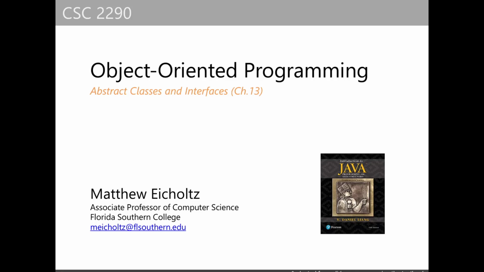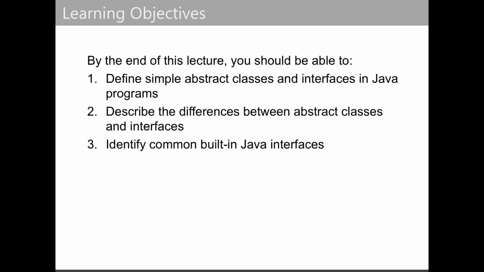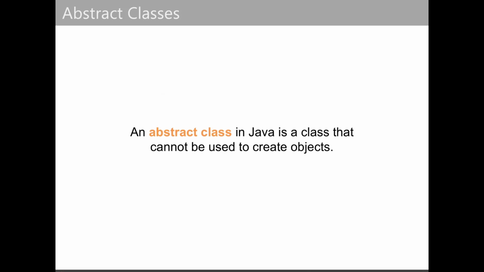In this short video on abstract classes and interfaces, I'll help you understand what these terms mean, be able to describe the differences between them, and recognize some commonly used interfaces in the Java API. Let's get started. An abstract class is one that cannot be instantiated. In other words, you can't create an object directly from it.